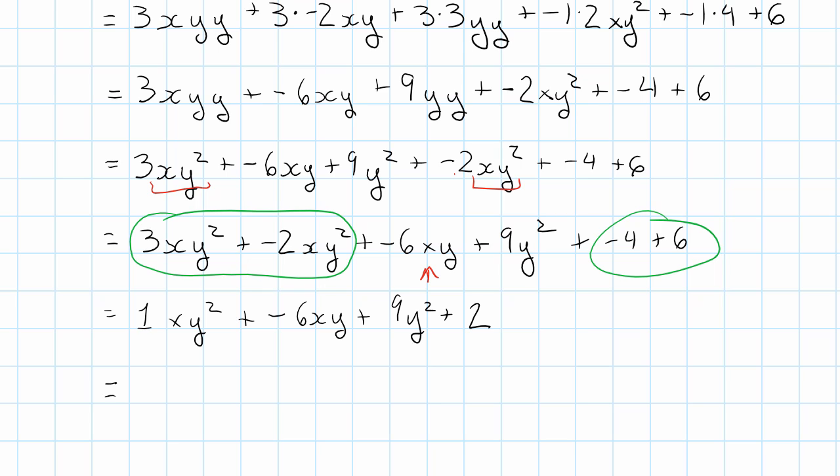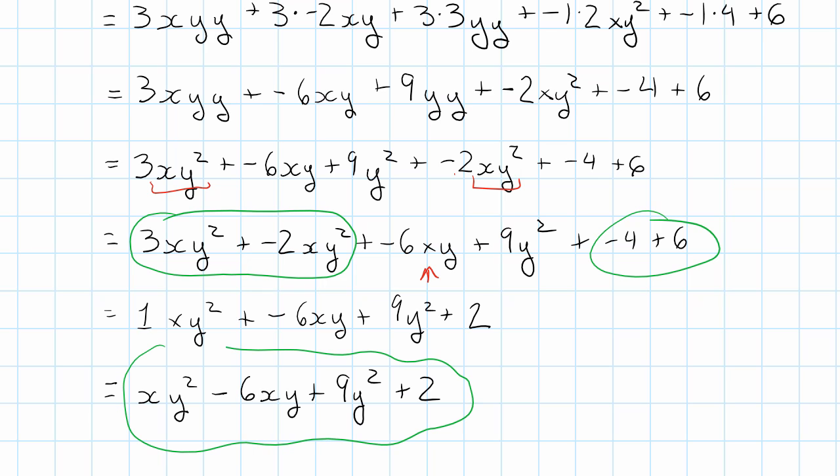Okay, and now last round, I don't need to write that coefficient 1. Instead of plus the negative, I'll write minus. Okay. And this expression follows all the rules for simplified form. There we have it. Simplifying an expression.